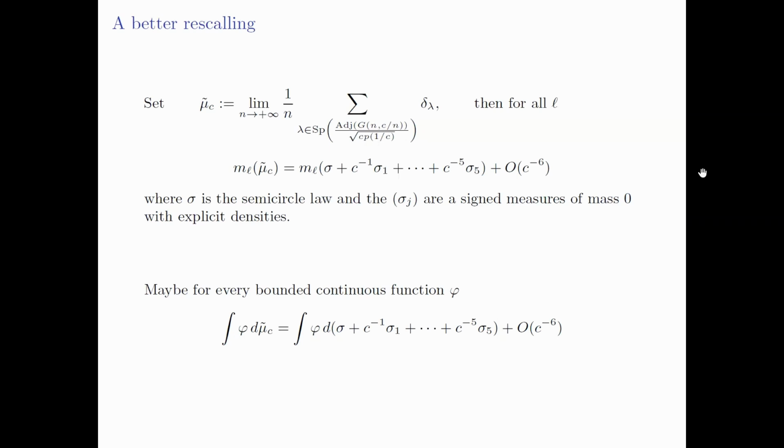So probably what is true is that when we integrate a nice function phi on this limit distribution mu c tilde, it's the same as integrating it against those nice measures plus an error term. So we don't know this mu c tilde, but we can approximate it, maybe. And it feels like an asymptotic expansion, in the sense that we believe that the polynomial p, if you add more and more terms, in the end will be a series with zero radius of convergence.